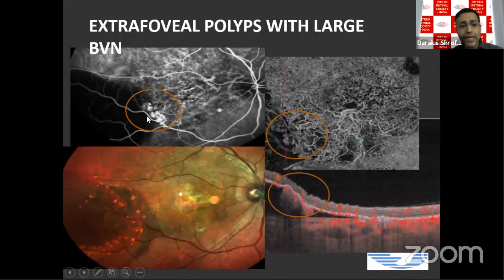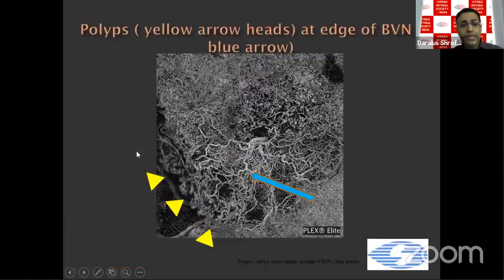So here you can see the multimodal imaging, and you can see the lovely polyps on the ICG and how beautifully the BVN is captured on the OCTA. And this is the raised B scan underneath, showing the flow in the polyps underneath. Of course, this is a corresponding multicolor imaging on the side. Again, you can see in this picture, the blue arrow is showing the beautiful BVN, and the polyps are delineated by the yellow colored arrowheads on the left.